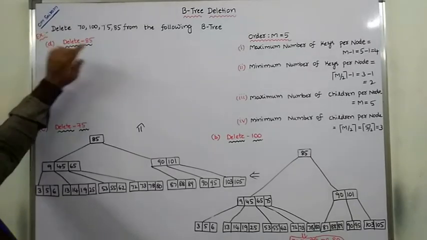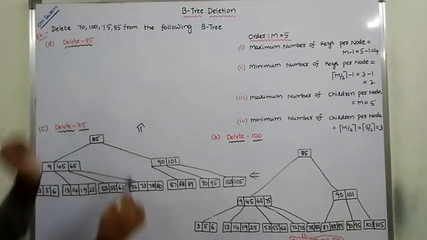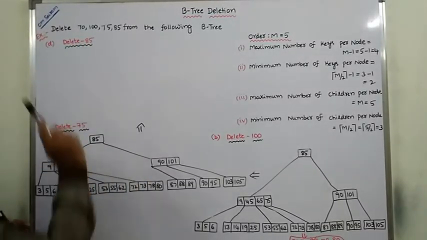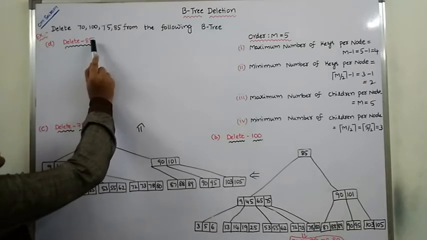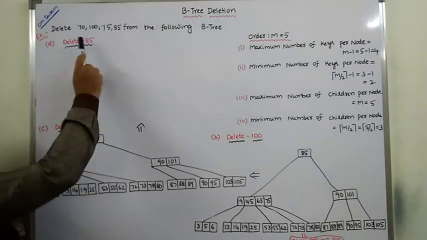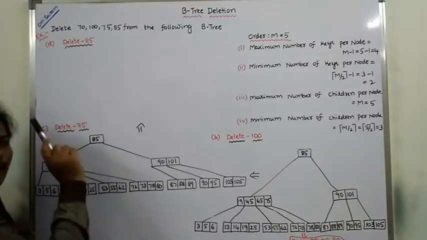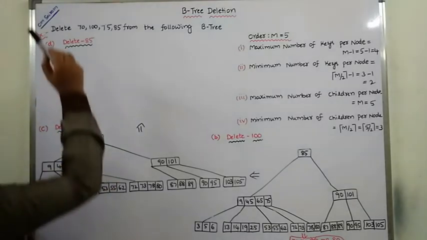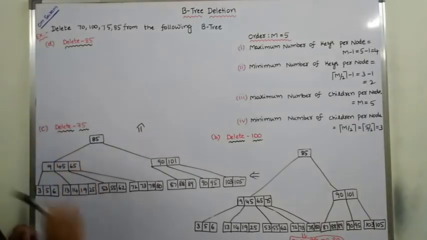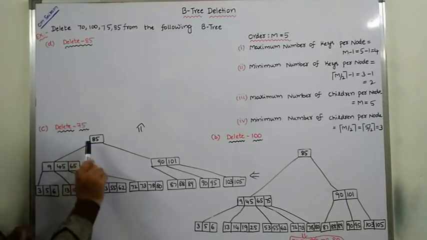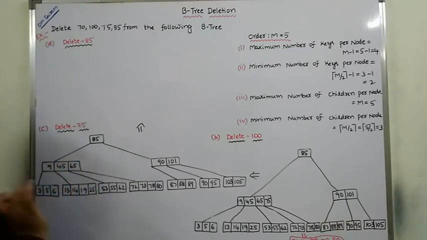Next, delete 85 from this B tree. First, the target key element is 85. 85 is compared with the root node. That root node contains one key element, so 85 is compared with 85. Both match. Our target key element is found at the root node.